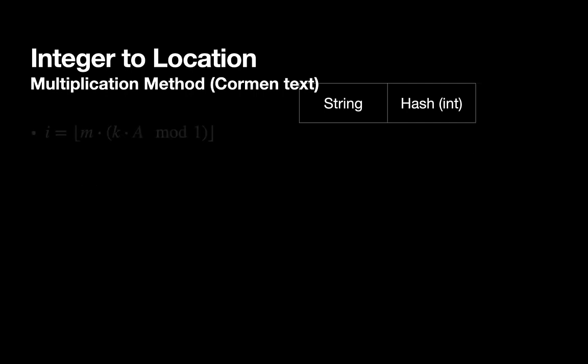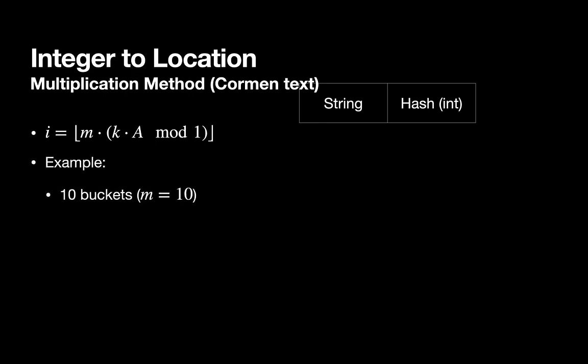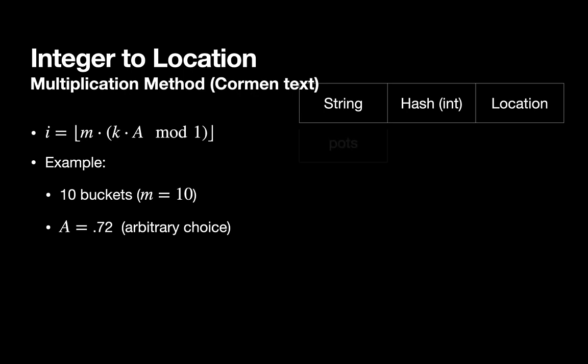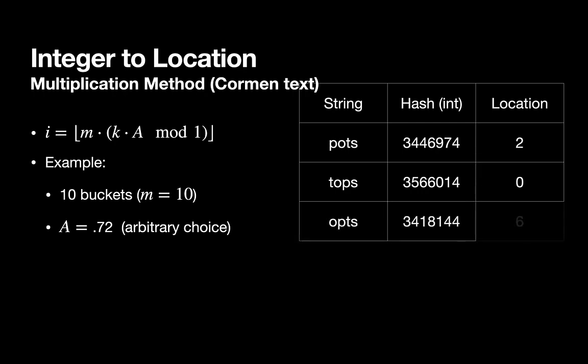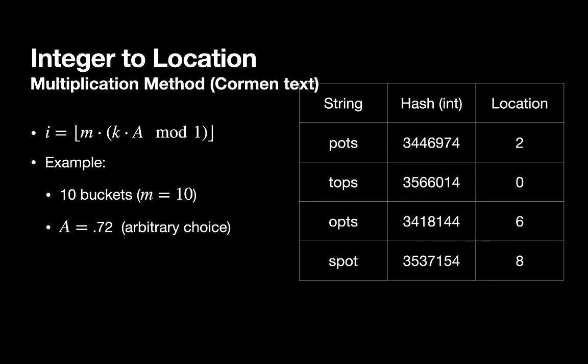Okay, so let's redo this problem, but let's use a different value of a, but still 10 buckets. Again, still the same value of m. This time we'll pick a to be 0.72. This was a completely arbitrary choice. Okay, so pots, our hash value, we already know. And when we go through our conversion, it ends up being placed at location 2. Tops ends up being placed at location 0. Ops ends up being placed at location 6. And spot ends up being placed at location 8.